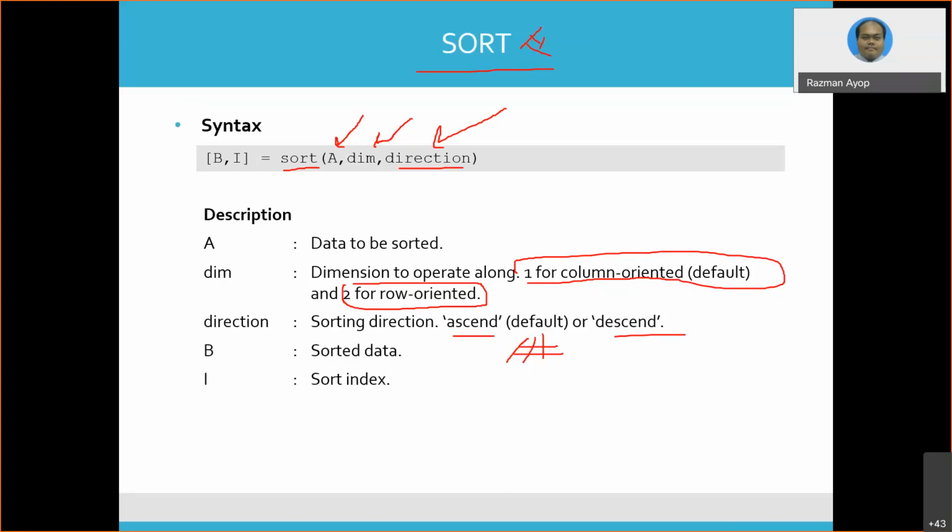At the output you have B and I. If you only put B, it only produces the sorted data. But if you put both, it will give the sorted data as well as the index. Index means, for example, you have the data 10, 20, 30, 40, and this is the location, 1. Maybe this example is not very good.